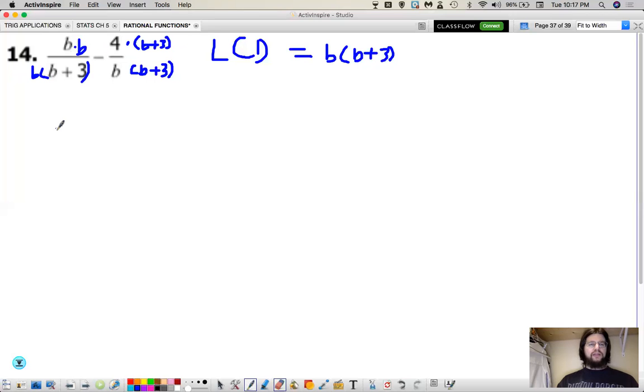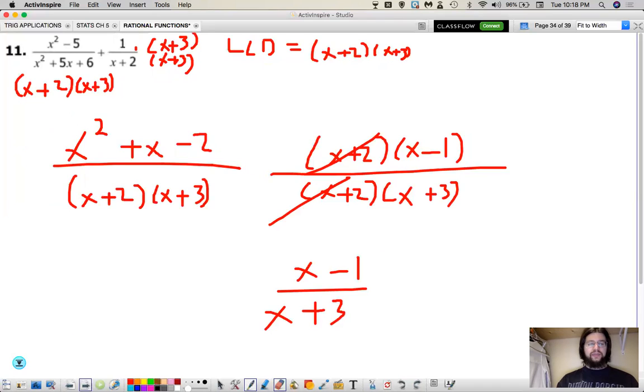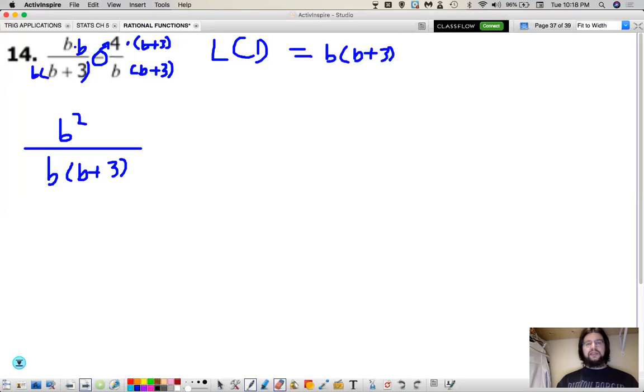All right, b times b is b squared over b times b plus 3. Leave it factored. Distributive property here. If you want to, be careful. It's a minus. Let me go back and check real quick. I might have messed up. So it has a minus sign. I didn't. Okay. Yeah, I'm usually decent at seeing things, but I just have to check. That's a minus.